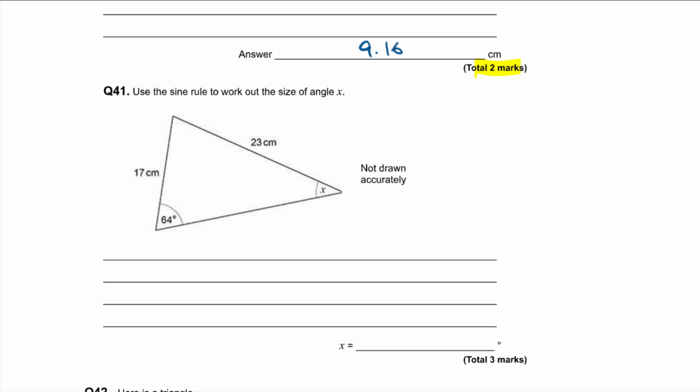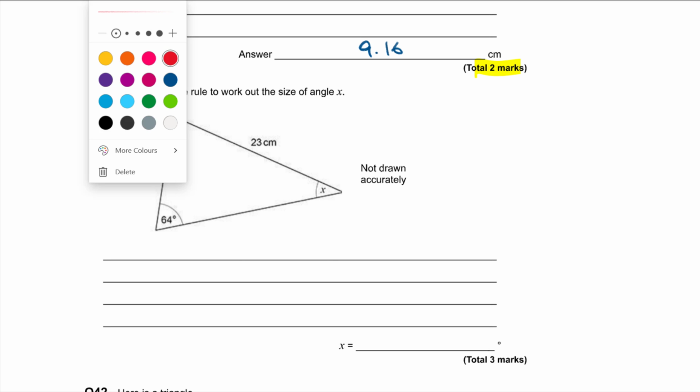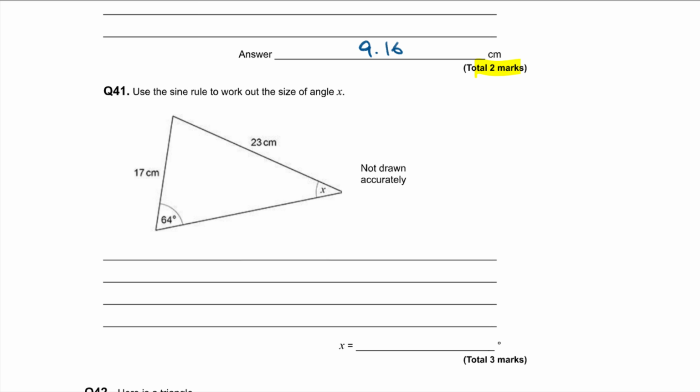Question 41, use the sine rule to work out the size of angle X. Here, again, what if we've got 3 sides? No, we don't. So it's not going to be the cosine rule. So next, look for opposite pairs. I've got 64 matching up with 23, and I've got my unknown angle here which matches up with the side that I know. So again, this is an example where we're going to be using the sine rule.